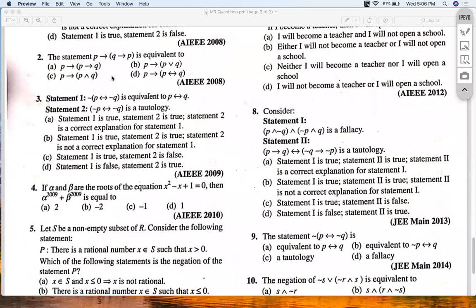Okay, third one. Statement one says negation of P if and only if Q is equivalent to P if and only if not Q. Statement one is what? Negation of P if and only if Q is equivalent to P if and only if not Q. So the first we'll do is this. False.